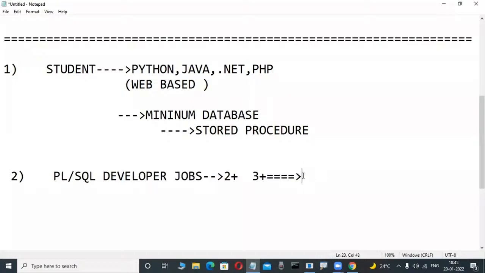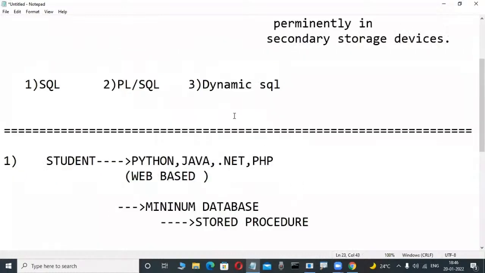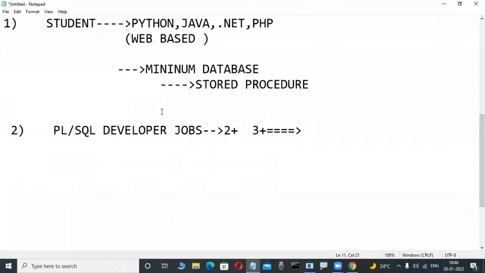Those persons applying for PLSQL developer jobs are also learning about this course, because in this course we are learning SQL and we are also learning PLSQL. Again, observe here, this is for SQL developer jobs purpose.